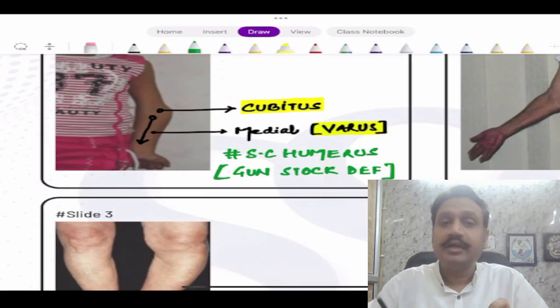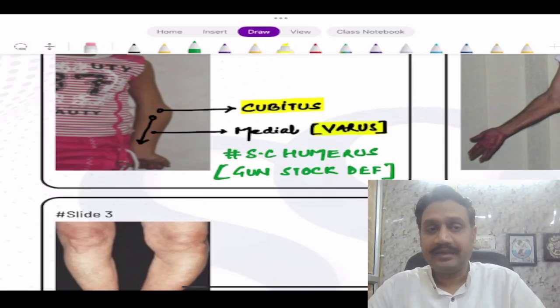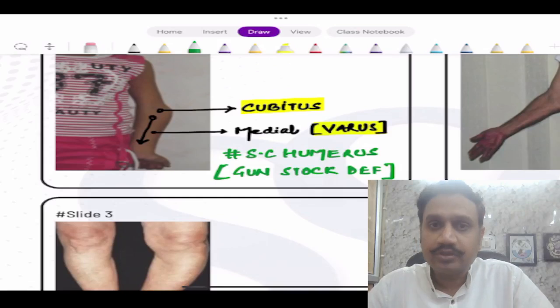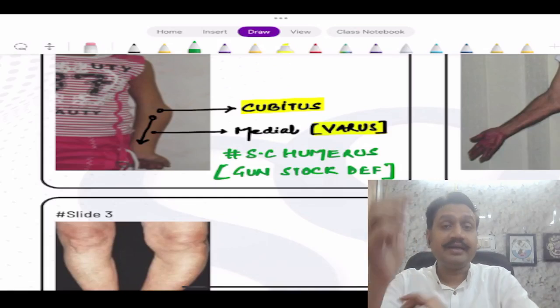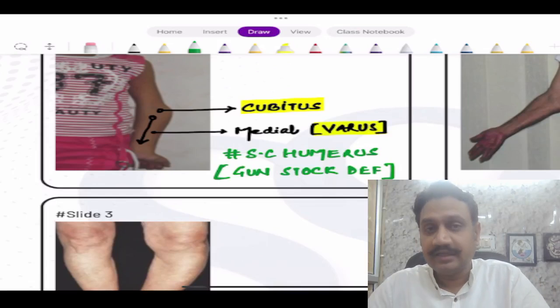So please remember how to identify the deformity: the part of the limb distal to the joint going medially. Which joint? The elbow joint, and the word for the elbow is cubitus. So it is cubitus varus deformity.